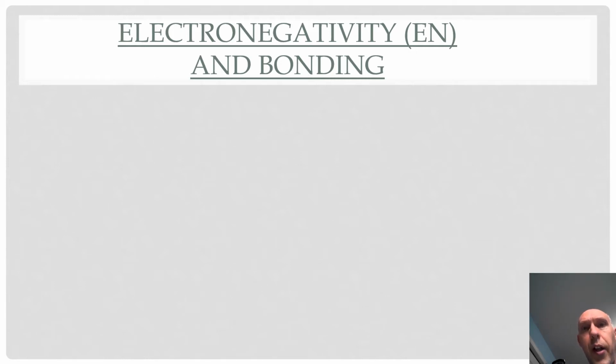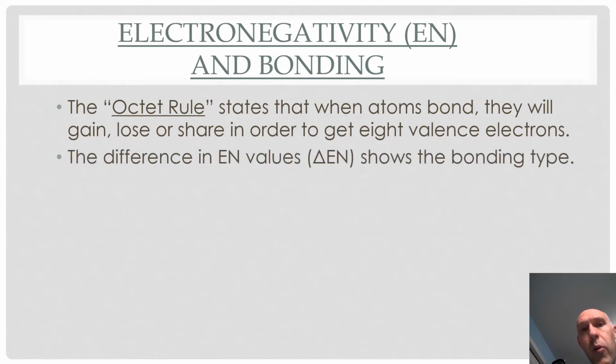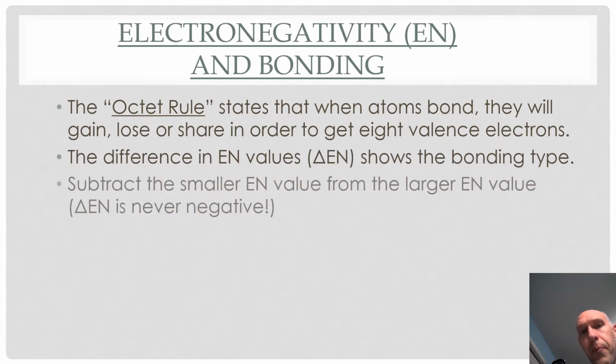Tonight's video is on electronegativity and its relationship with bonding. Let's recall from grade 10 the octet rule, which states that when atoms form bonds, they're going to gain, lose, or share in order to get 8 valence electrons. Which of those three things is done depends on what the electronegativity value is of each atom individually and the pair collectively. We work out the difference by subtraction of the two values to get the bonding type.